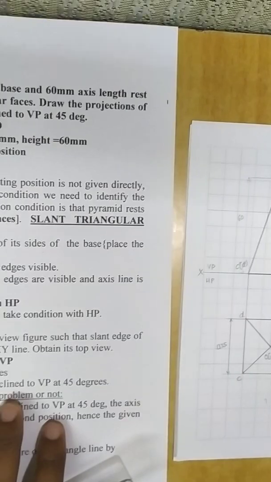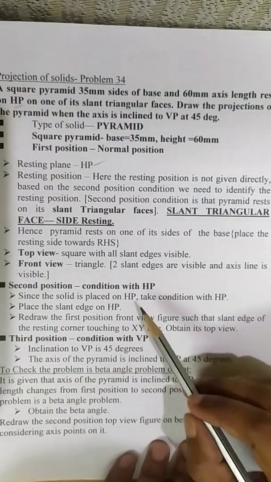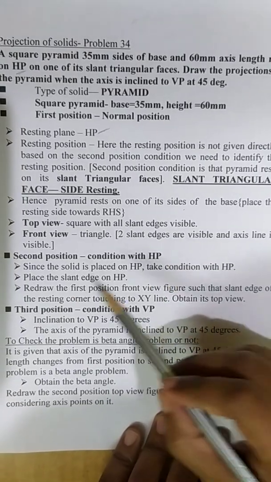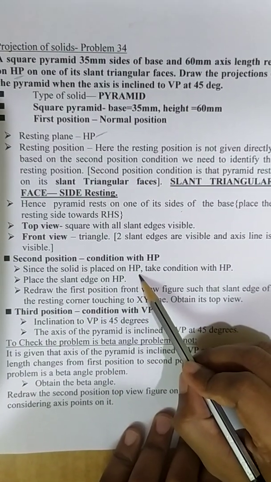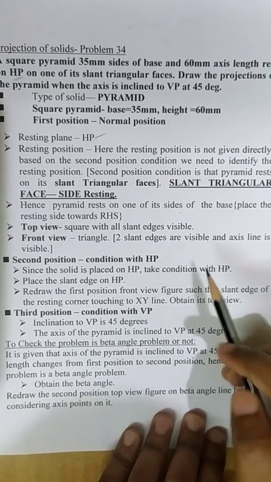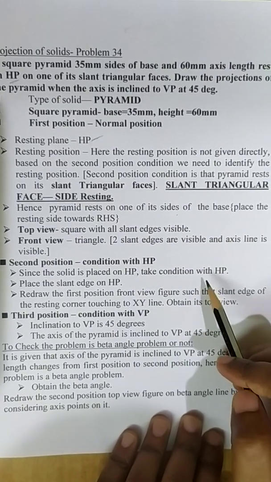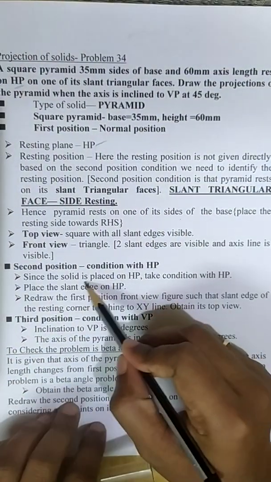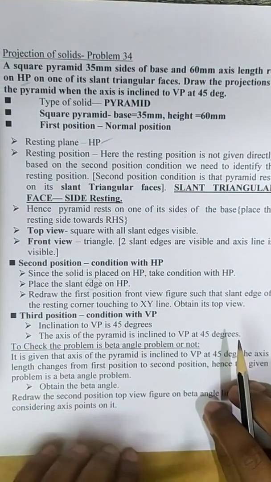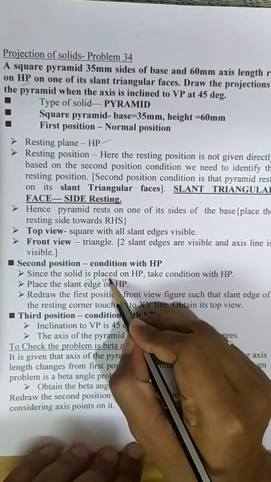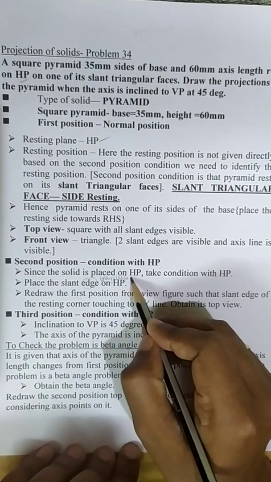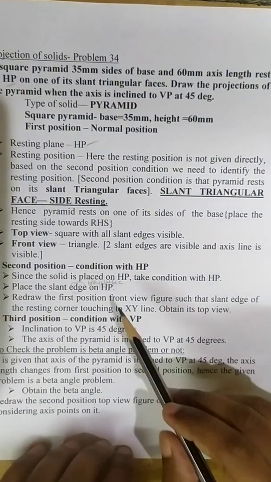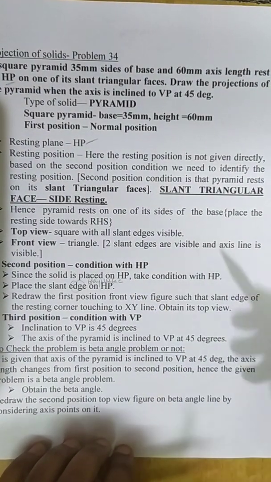Now coming to the second position, we have to take the condition with respect to HP. Why do we take the condition with respect to HP? Because we have placed the solid on HP in the first position. So what it is telling is that it is resting on one of its slant triangular faces. So that should become the slant triangular face. So this is my triangular face. So what are the conditions with respect to HP that we can see in VP?